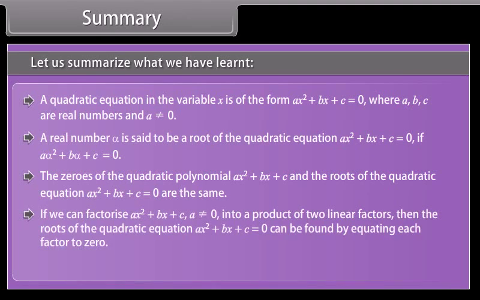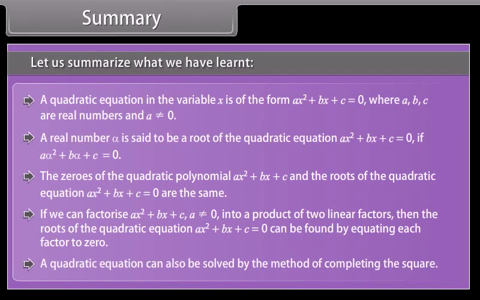If we can factorize ax² + bx + c, a ≠ 0, into a product of two linear factors, then the roots of the quadratic equation ax² + bx + c = 0 can be found by equating each factor to 0. A quadratic equation can also be solved by the method of completing the square.